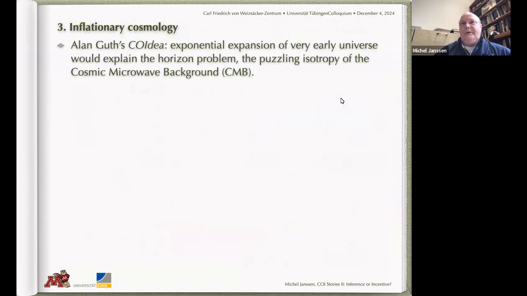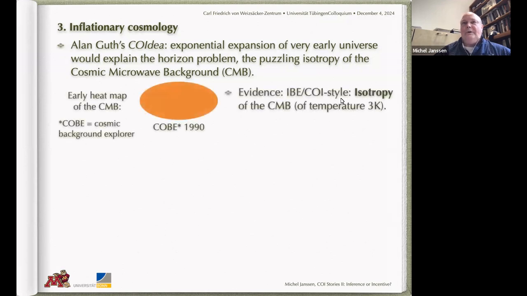And I think in inflationary cosmology, you see a similar sort of thing, right? So Alan Guth has this COI idea. It's not an inference, right? The exponential expansion of the very early universe would explain some puzzles, the horizon problem, and the isotropy of the cosmic microwave background, the CMB. And so here's an early heat map of the CMB, from the Cosmic Background Explorer, COBE, in 1990.